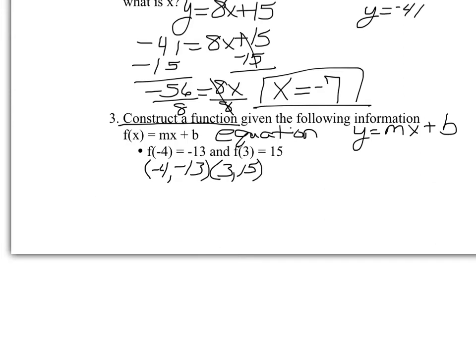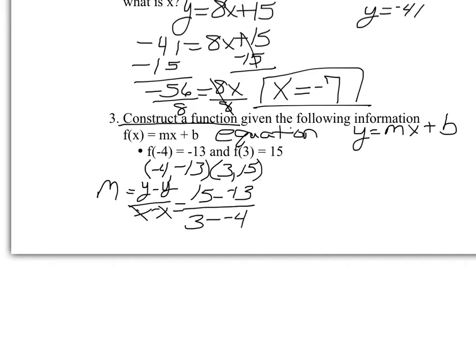First thing we're going to do is we're going to find our slope. That is y minus y over x minus x. Oh, my x didn't turn out good there. So I'm going to do 15 minus negative 13 over 3 minus negative 4, plus positive 13, plus positive 4. That's going to give me 28 over 7. 28 over 7 reduces to 4, so my slope is 4.